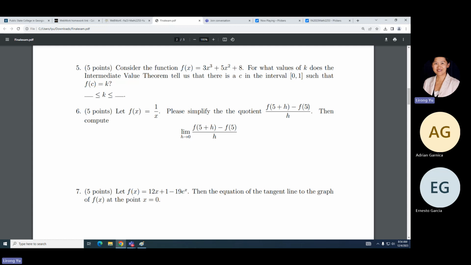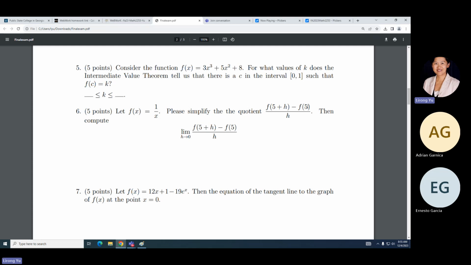This k is the intermediate value, and these two endpoints give the endpoint values at 0 and 1. You calculate f of 0, which is 8, and f of 1, which is 16. So any number between 8 and 16 is guaranteed to have a value c such that f of c equals that number.